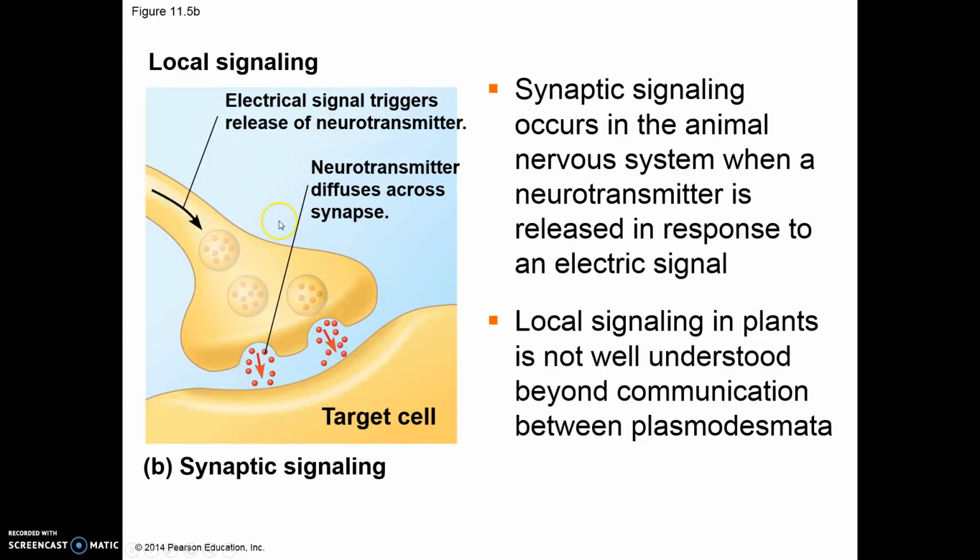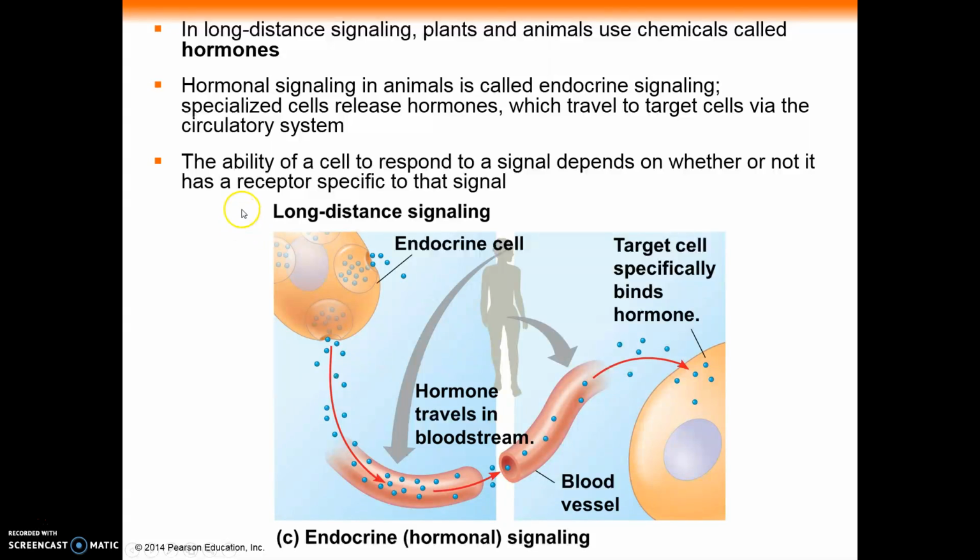Well, what happens when we need to do long distance signaling? This is where we get this idea of hormones. Okay, so hormones are these long distance signaling molecules, some type of chemical or biomolecular molecule that is released out and goes out and achieves some type of effect.